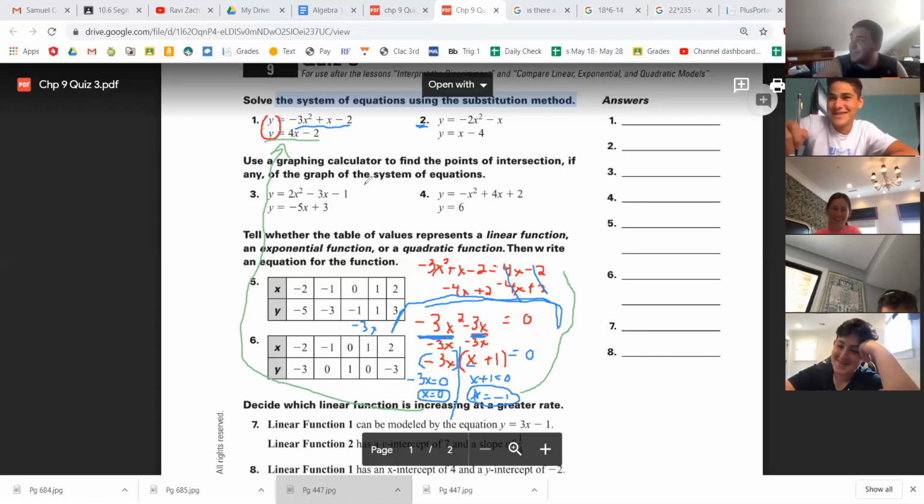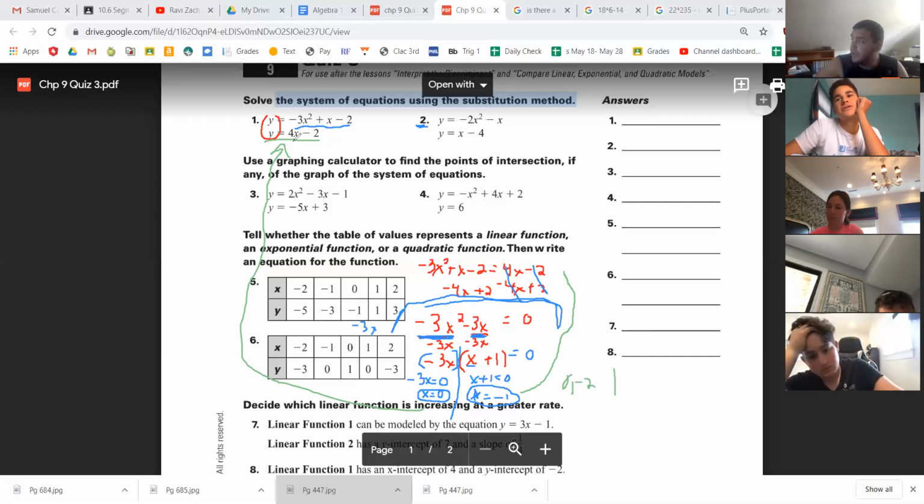So now 4x minus 2 is 0. So we're going to plug in x, right? So 4 times 0 is 0. Minus 2 is negative 2. So first one is 0, comma, negative 2. The second one, we're going to plug in negative 1. Negative 1 times 4 is negative 4. Negative 4 minus 2, negative 6. So negative 1, comma, negative 6. So your two answers are 0, comma, negative 2, and negative 1, comma, negative 6. Okay?